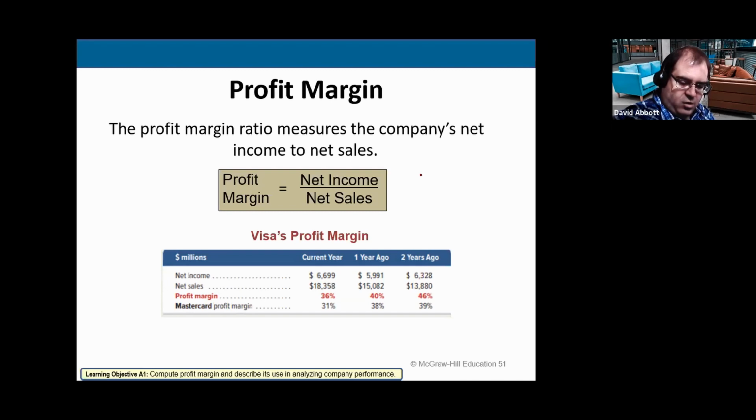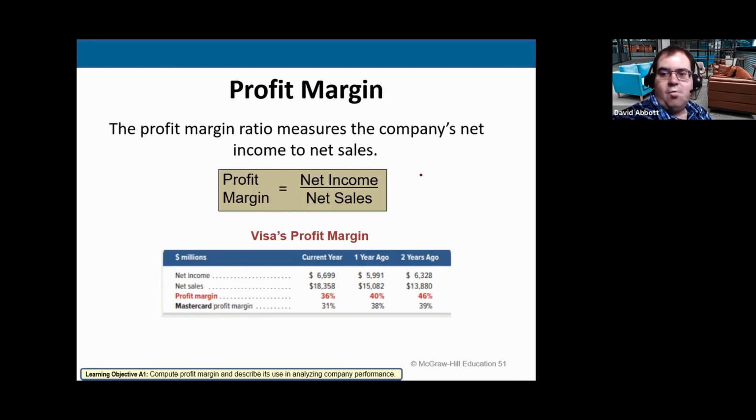And so for MasterCard to improve its profit margin, it has to either reduce expenses or increase revenues to a relatively greater amount than the expenses. But that allows you to compare, let's say, two businesses that do a similar thing. So both Visa and MasterCard, we know, are credit card companies that provide the processing and the credit card infrastructure. So they are in a very similar business.